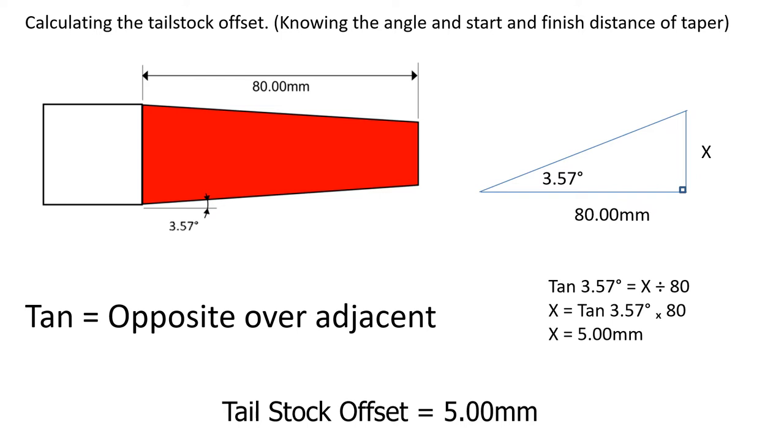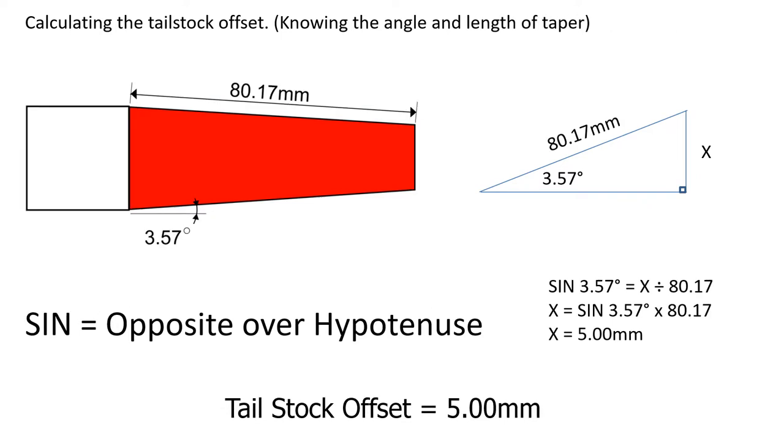It is important to read diagrams carefully. If we have a look at that 80 millimeters, that's not the length of the taper. That's where the taper begins and ends. That makes it the adjacent side of the triangle. If you look at this drawing specification, the overall length of the taper is specified. And we can see here now it's 80.17 millimeters.